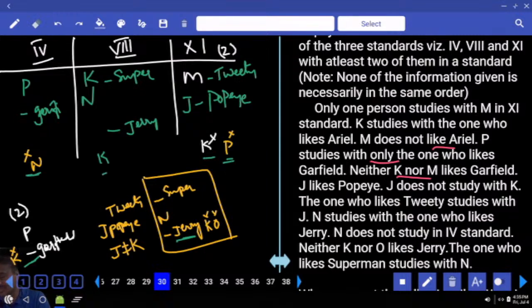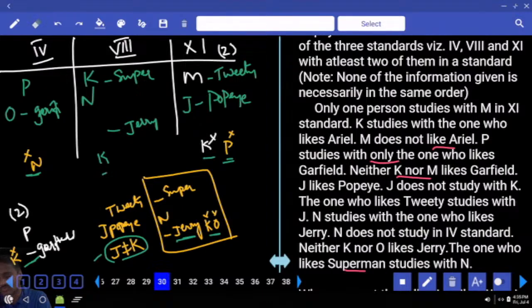N cannot be at this place, as N is already fixed here. The one who likes Superman studies with N. Superman and N are together. Now J and K cannot be in the same, that is fine. And O. Now Jerry cannot be O. O cannot be here, and so must be here.